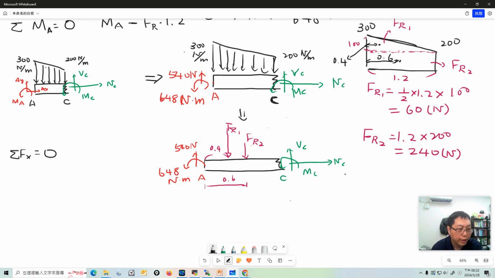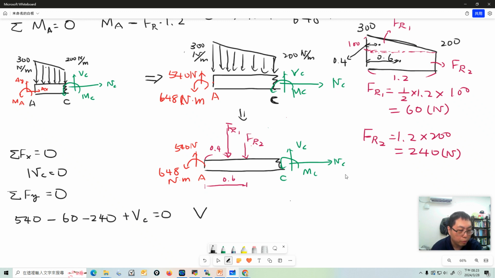For the x component, it looks like only NC has an x component, so NC equals 0. And the y component is also 0. For the y component, be careful. We have one y component force here, 540. And FR1 and FR2 point down, so minus 60 and minus 240. And the final one, we have the shear force at the C section. Assume it points up, equal to 0.